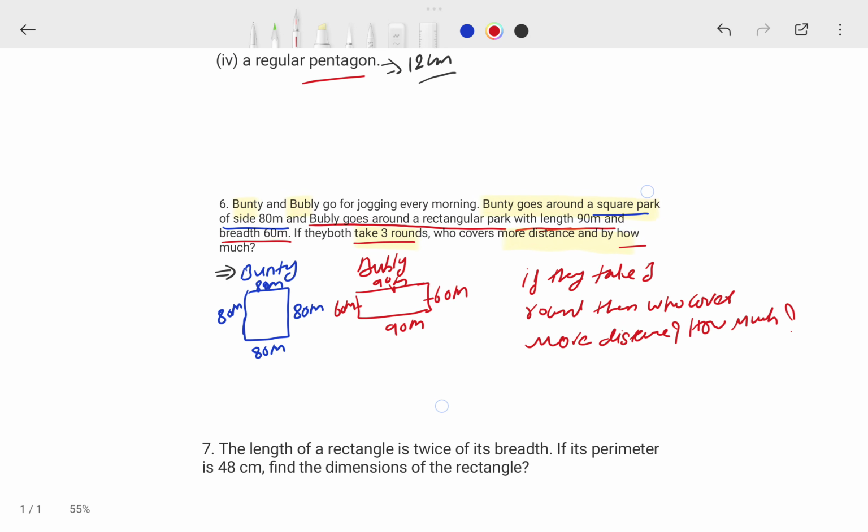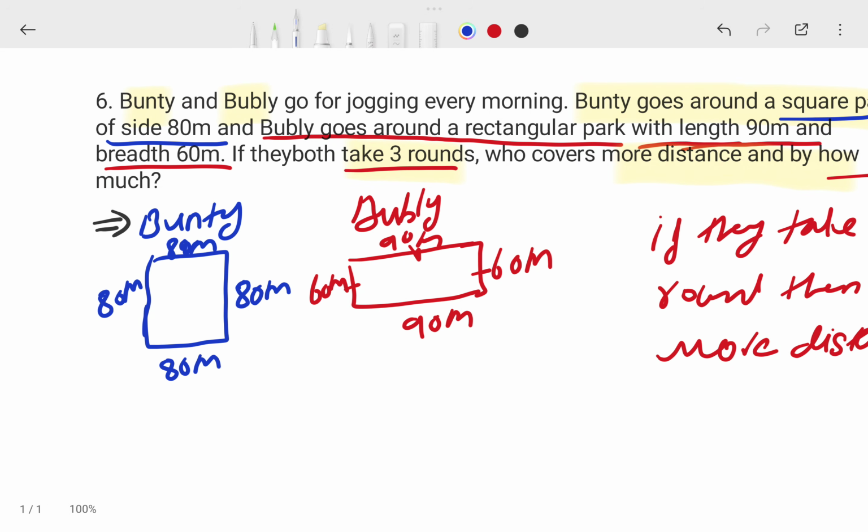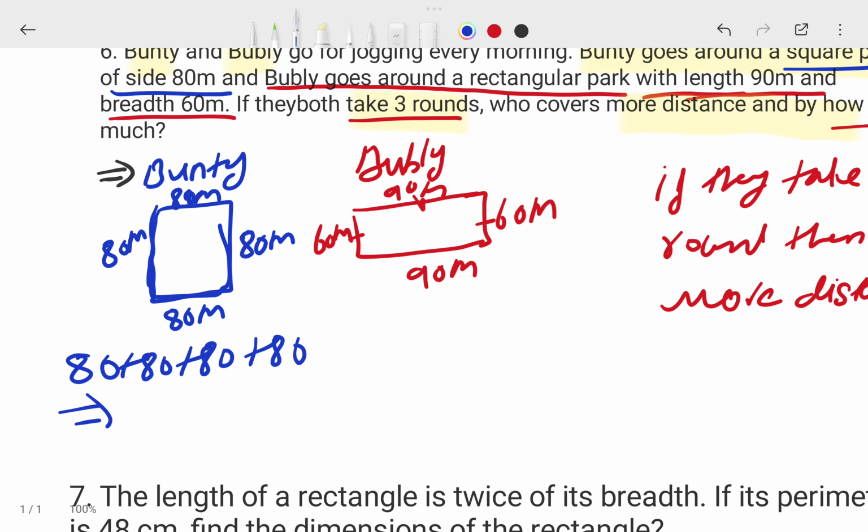So generally for finding that, we need to find the perimeter of this boundary. For the square, the jogging boundary has sides 80, 80, 80. Let's add this: 80 plus 80 plus 80 plus 80. If you add, it's going to be 320. What is the perimeter of Bunty's ground? Bunty's ground is 320.